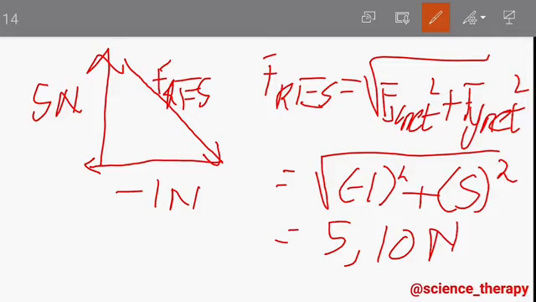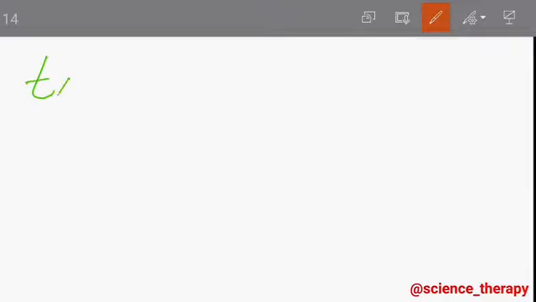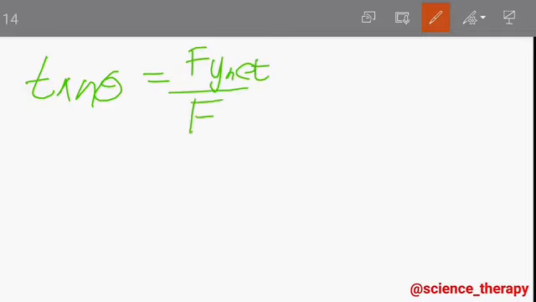The question said magnitude and direction. So now for our direction, let's put our angle just between the x-axis and the hypotenuse. So we have our angle here. Now you can see that we have the opposite side and the adjacent side, meaning the trig ratio that we can use here is tan theta. Now tan theta is equal to opposite, which is our Fy net, over adjacent, which is our Fx net.